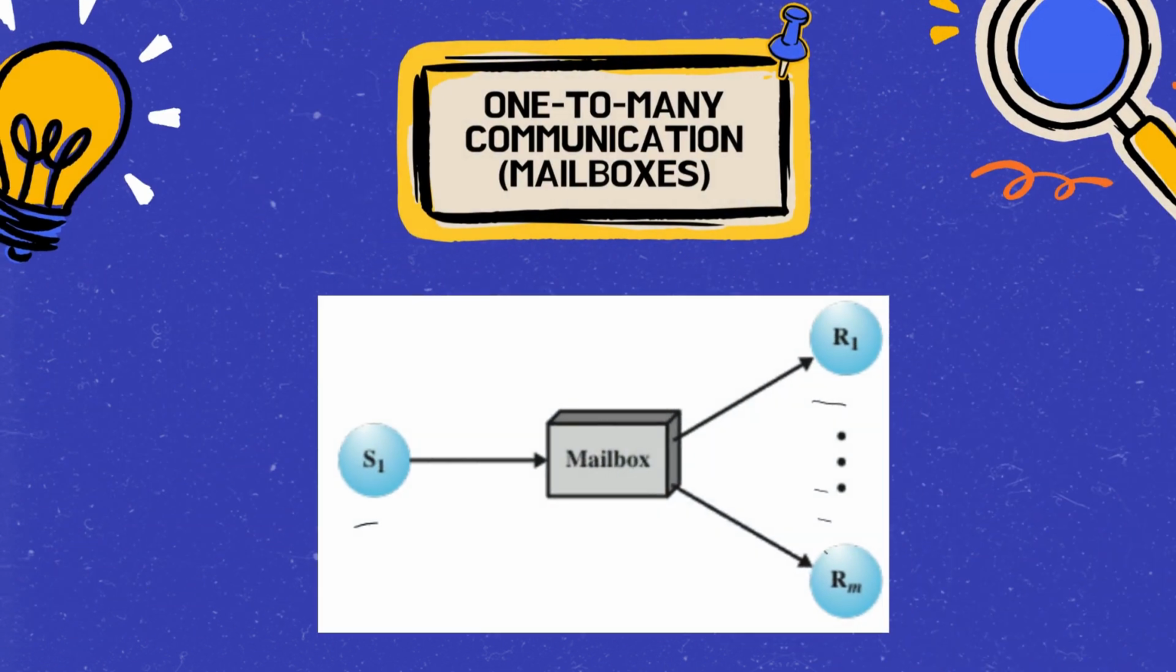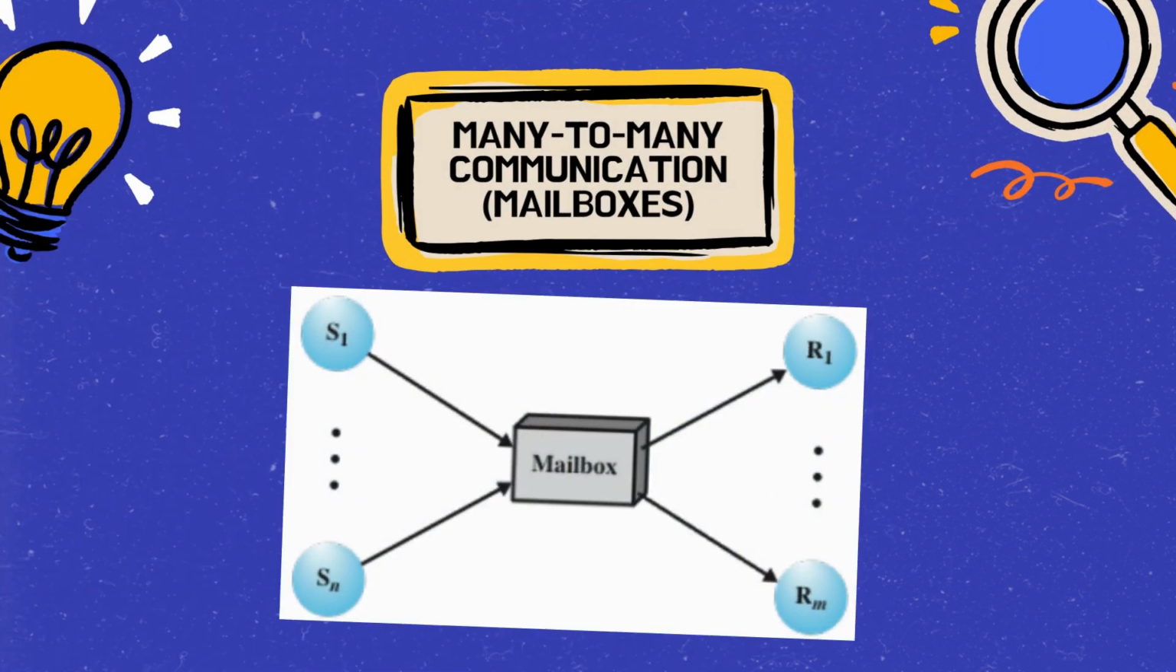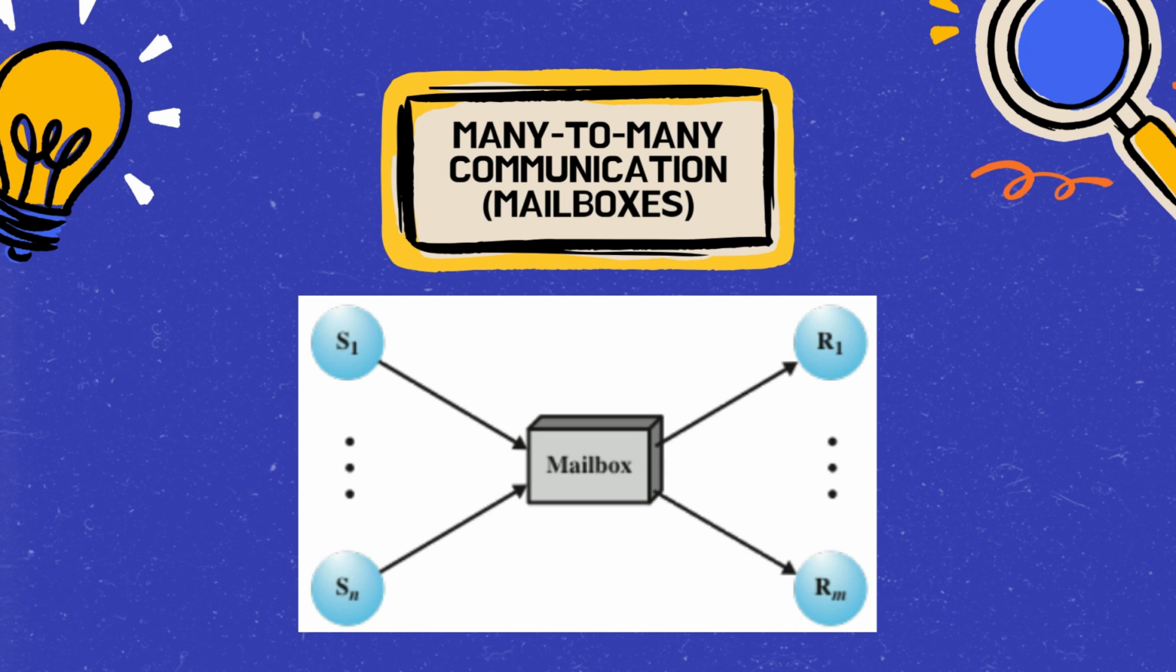Now, let's consider one-to-many communication with mailboxes. One process can send messages to multiple mailboxes, which are then received by different processes. Lastly, we have many-to-many communication with mailboxes. Multiple processes send messages to multiple mailboxes, and multiple processes retrieve them.